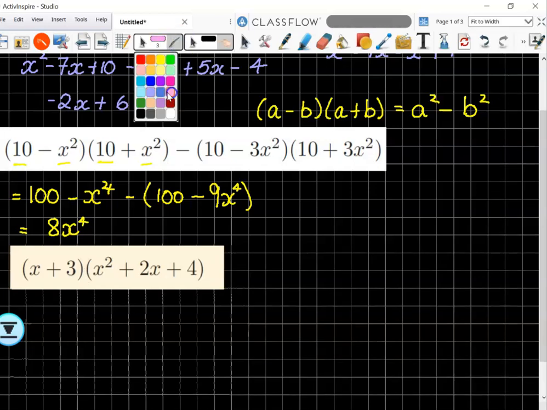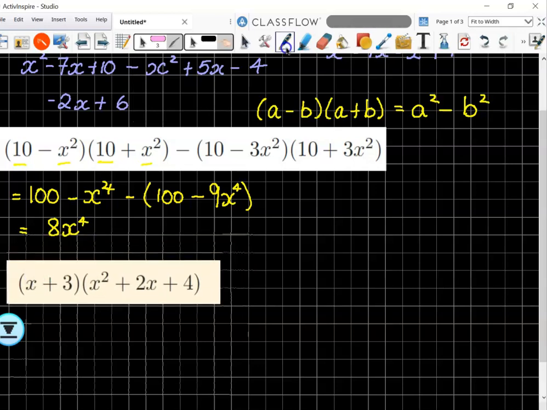We're still just going to go, right, x, everything. Use my colours properly. Everything in this bracket here, the big bracket, is going to get times by x. Then it's going to get times by 3. So we're going to go x times everything, then 3 times everything.